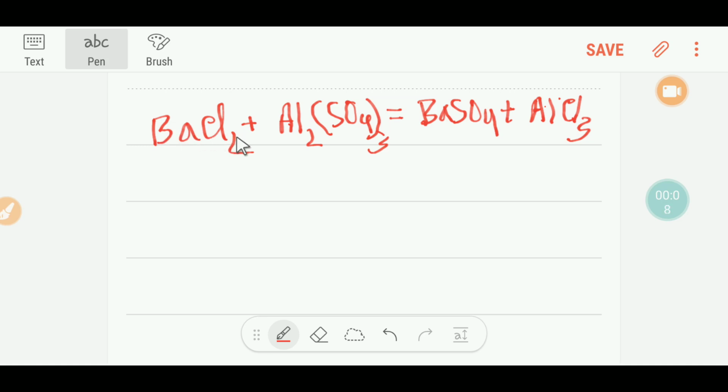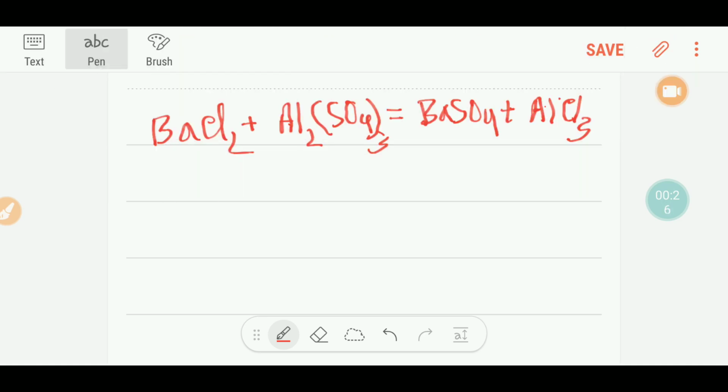Today we are going to balance this reaction. This is barium chloride, this is aluminium sulfate, this is barium sulfate, and this is aluminium chloride or aluminium trichloride, right? However, I will show you two ways to balance this reaction. Let me show you the first way, right?